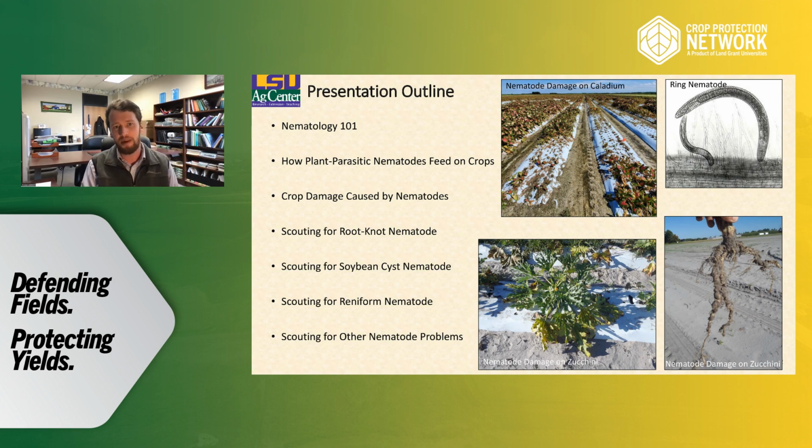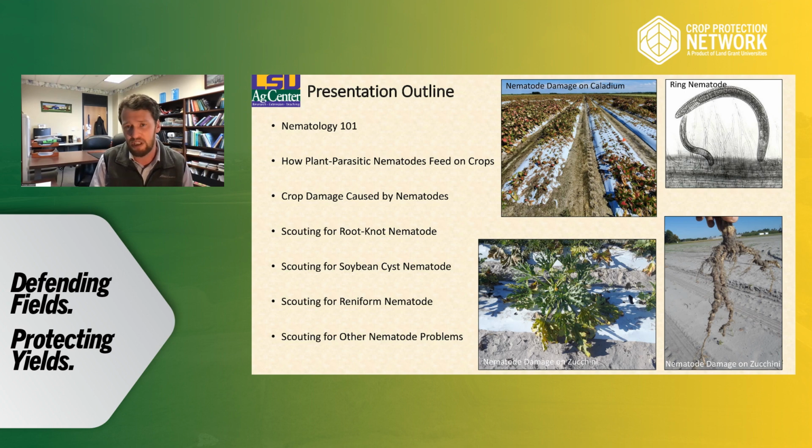And then we're going to be talking about how to scout for particular damaging nematode species, so things like the root knot nematode, the soybean cyst nematode, the reniform nematode. And we'll even discuss a little bit on how to scout for some of these other nematodes that we can find in production fields.